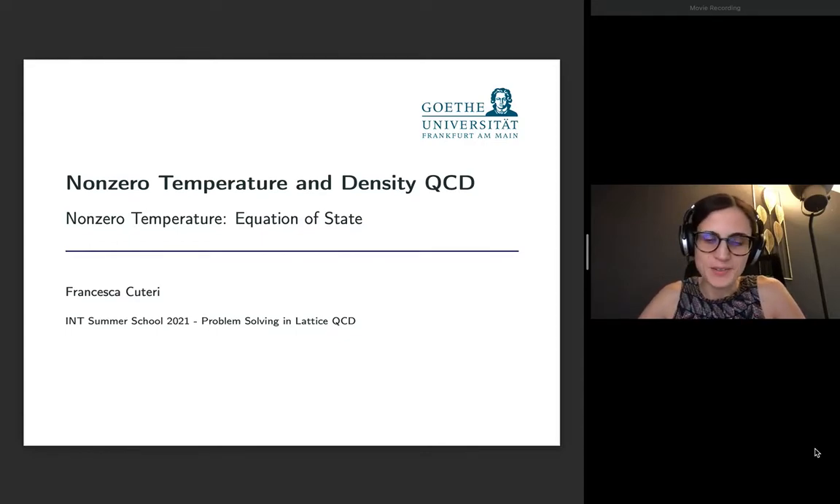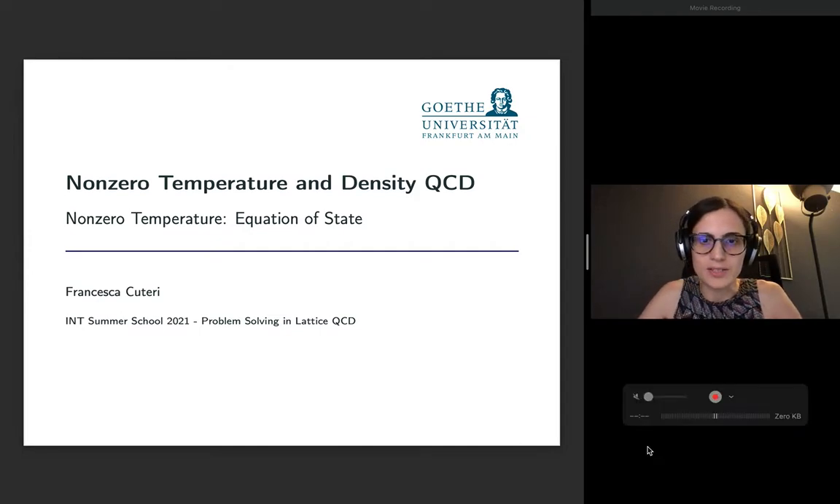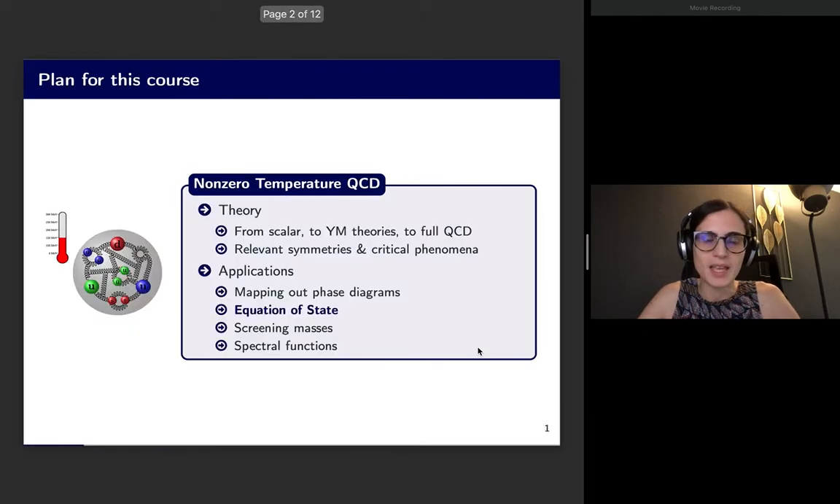Hi everyone! So with this video we are ready to explore yet another application of non-zero temperature QCD on the lattice. Specifically, I want to argue with this set of slides and video that one can go beyond mapping out phase diagrams and look into the thermodynamics of QCD at non-zero temperature. So we are at this stage exploring the equation of state.